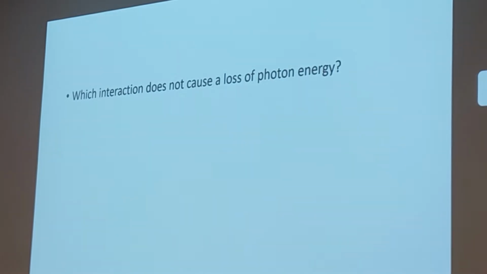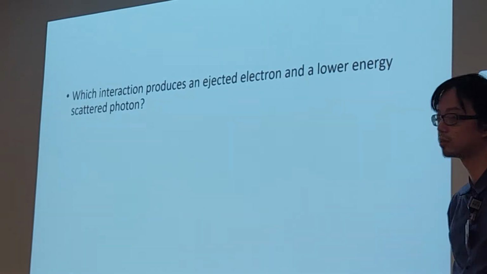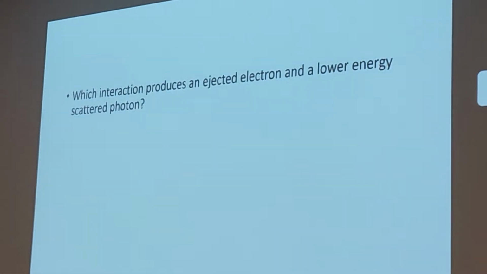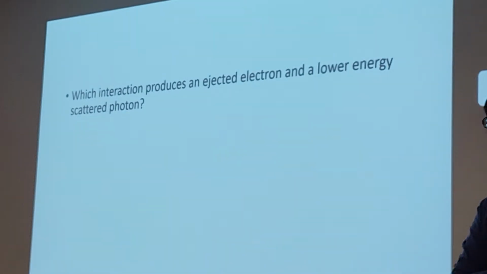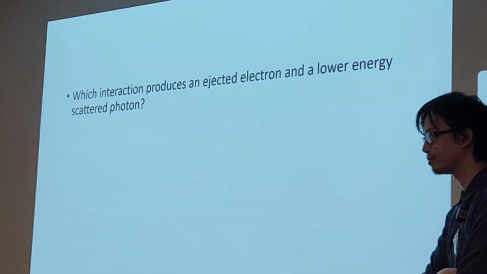So this is the third, and this is the fourth and final one. Which interaction produces an ejected electron and a lower energy scatter photon? That's the one we just did. And how much energy is Compton taking? The electron is going to have one third of the energy and the photon is going to have two thirds.